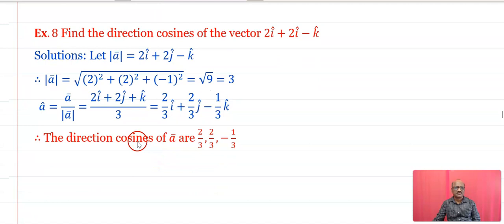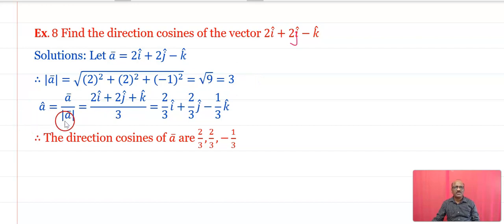Now the next is: find the direction cosines of the vector 2i cap plus 2j cap minus k cap. Solution. First of all, their magnitude, that is the mod of a bar. First we will write the vector. The a bar is equal to 2i cap plus 2j cap minus k cap and its magnitude, that is the mod of a bar, is equal to root of 2 square plus 2 square plus minus 1 bracket square. That is 4 plus 4, 8 plus 1, 9, the root of 9 is 3. Mod of a bar is 3.